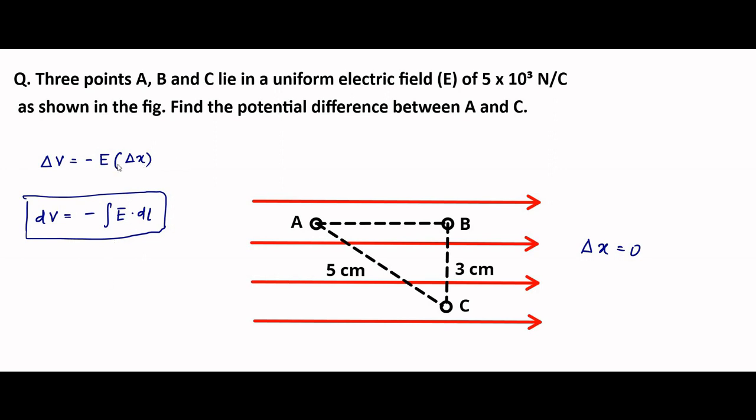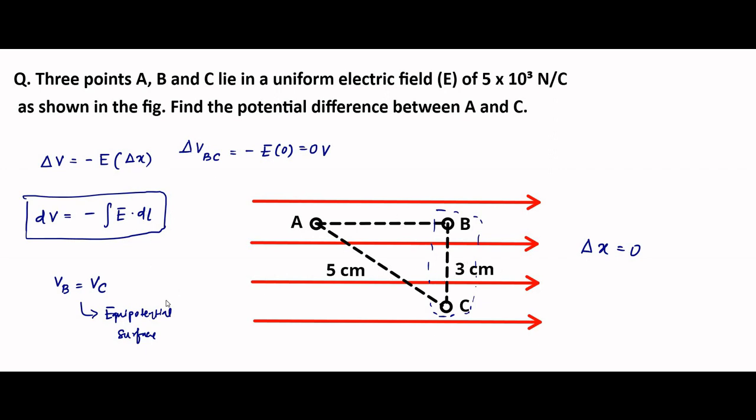So when we multiply, delta V between B and C is equal to minus E into 0, that is equal to 0 volt, no change in electric potential. So VB is equal to VC, and this is what we call equipotential points or equipotential surface, because they lie on an equipotential surface in an electric field. So points lying along the same line in the perpendicular direction to the electric field lines lie on equipotential surfaces.